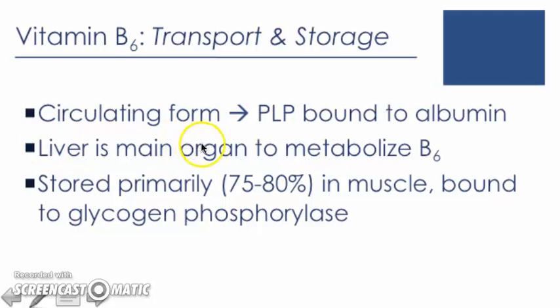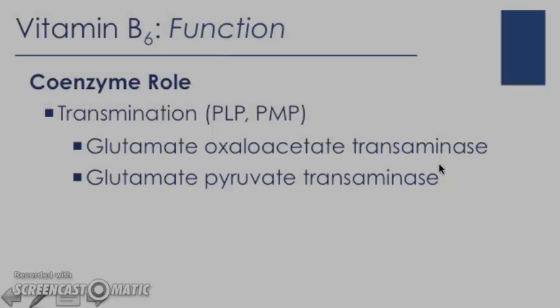The liver is the main organ to metabolize vitamin B6, so that's similar to a lot of the other vitamins and minerals as well as the macronutrients. However, in terms of the storage of vitamin B6, it's going to be stored primarily in the muscle, and in the muscle it's going to be bound to glycogen phosphorylase. We're going to see in terms of its functions that it actually plays a significant role as a coenzyme to glycogen phosphorylase, and so that has implications in terms of its storage as well, being primarily in the muscle.